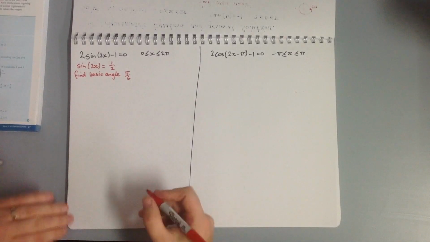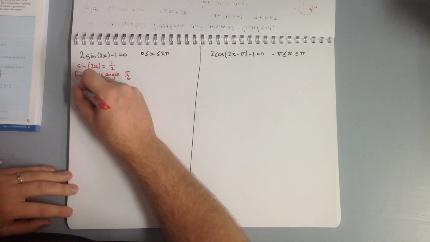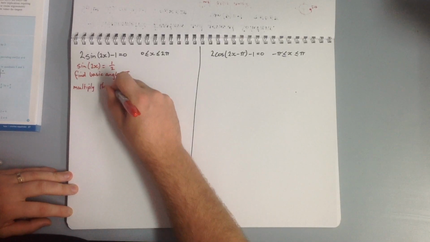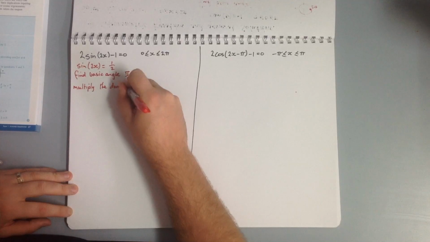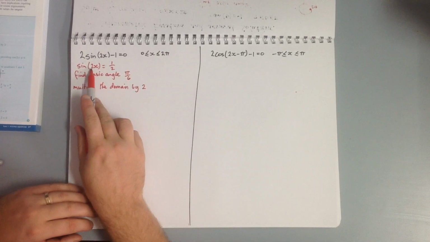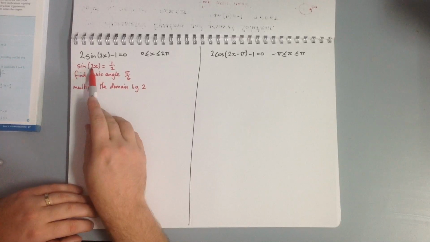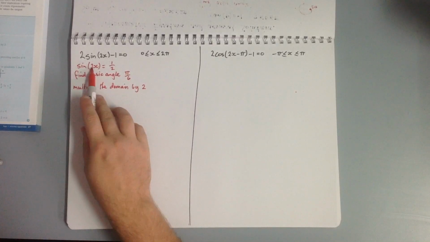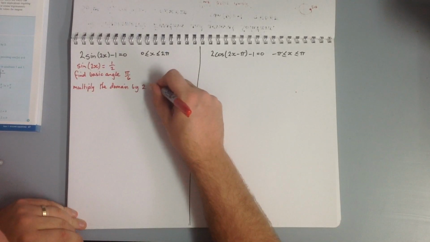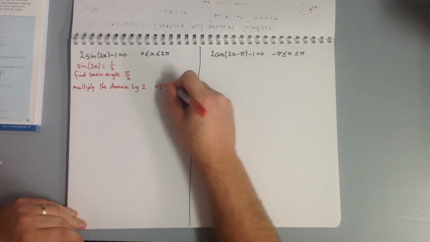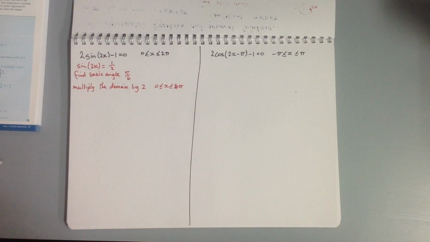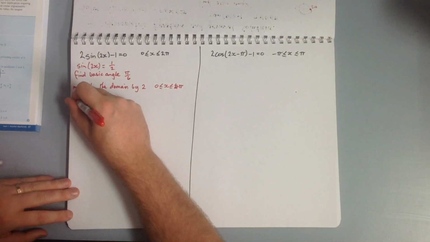Now what we do is multiply the domain by 2, because of our 2 here. So that means our domain is from 0 to 4 pi, and that will come into play in a minute. Now we ask, when is sine positive?